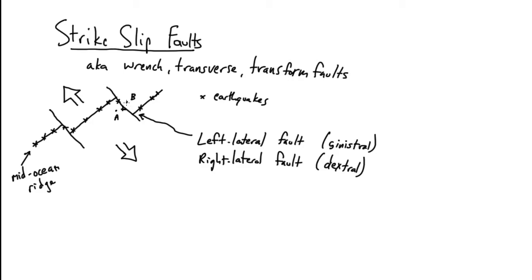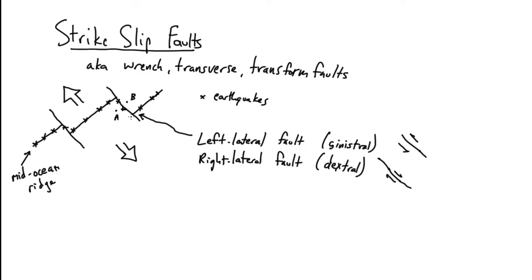So basically for left lateral, we use map symbols like this to indicate, and right lateral the opposite. So this is the fault going off in either direction. It doesn't matter, you can imagine yourself on either side. If you look at the other side, it moves either left or right, depending on which type of fault you're experiencing.